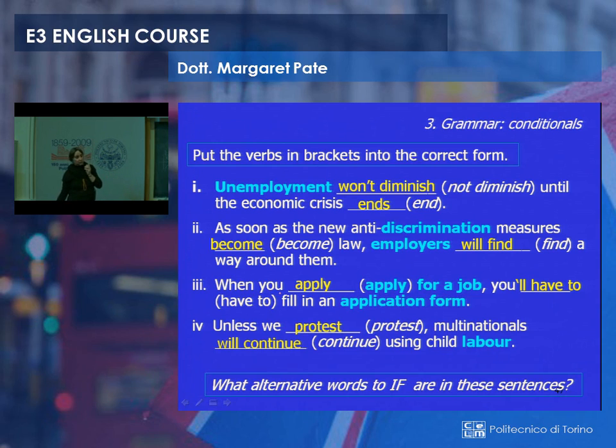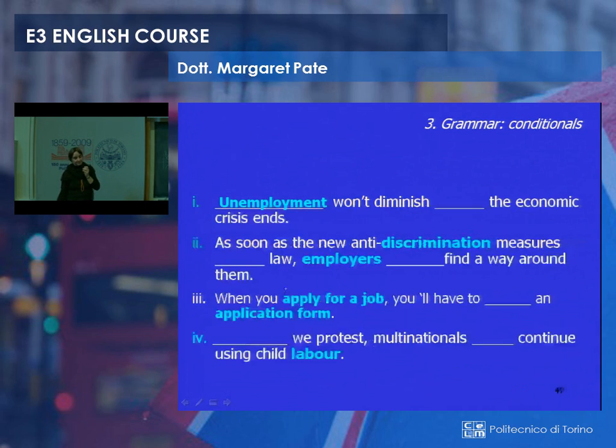So the alternative words to if are until, as soon as, when, and unless. And all of these can be used in conditional sentences. And you can see after these words, unless, when, as soon as, and until, the verb is in the present tense. All right? Can you remember which word was in the first sentence?